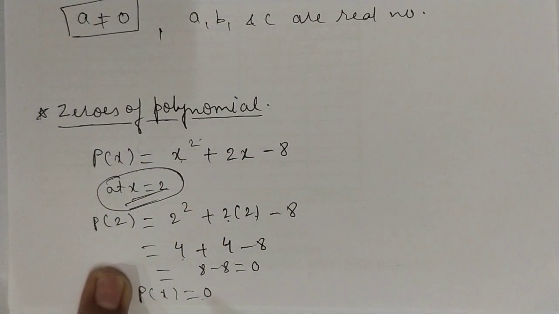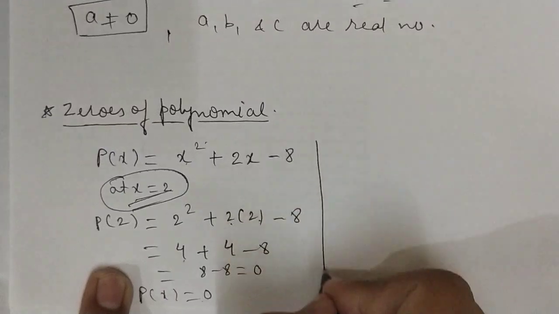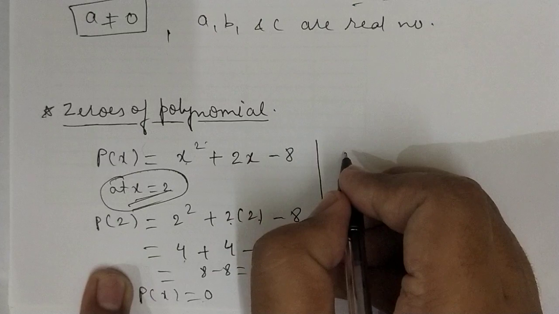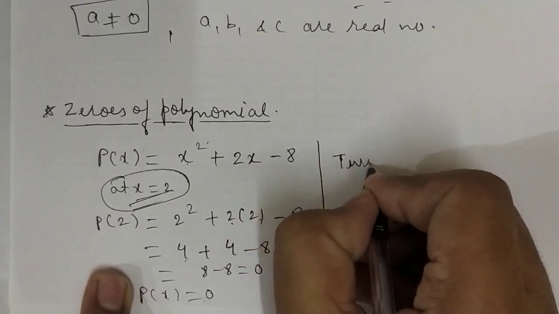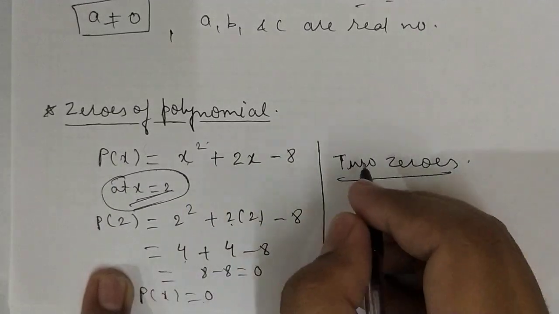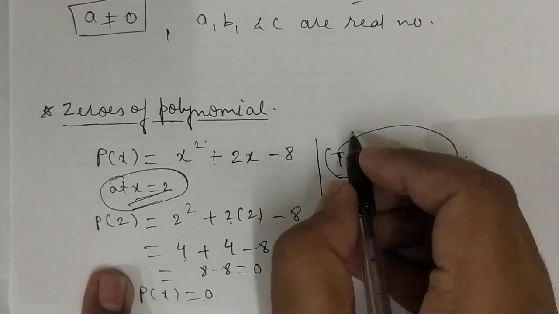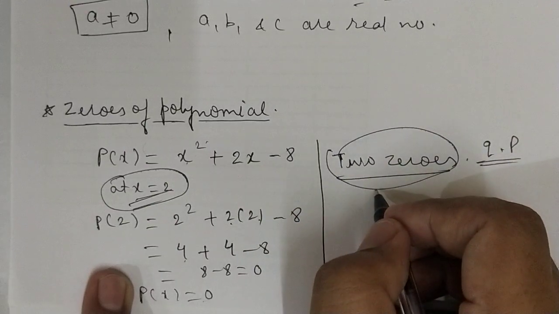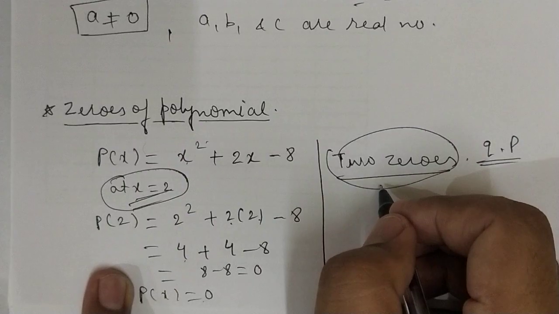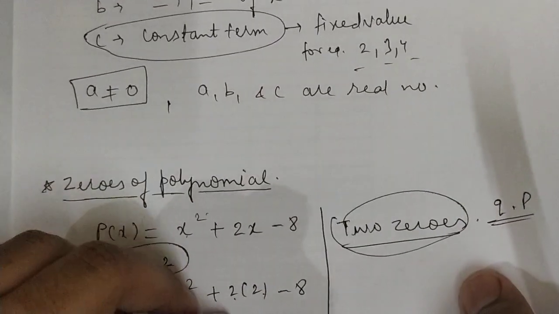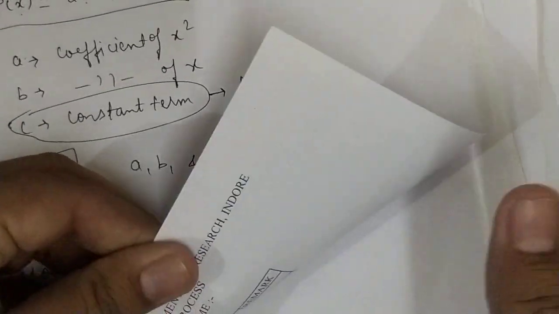Is this clear? So for a quadratic polynomial, we have at most 2 zeros. How many zeros? 2 zeros. We will always have 2 zeros in the case of a quadratic polynomial. Clear? So let's discuss some questions so that this topic will be more clear. So here is the first question.